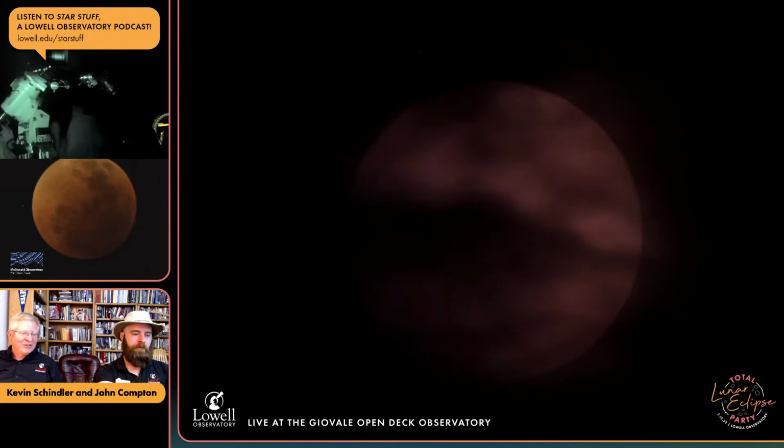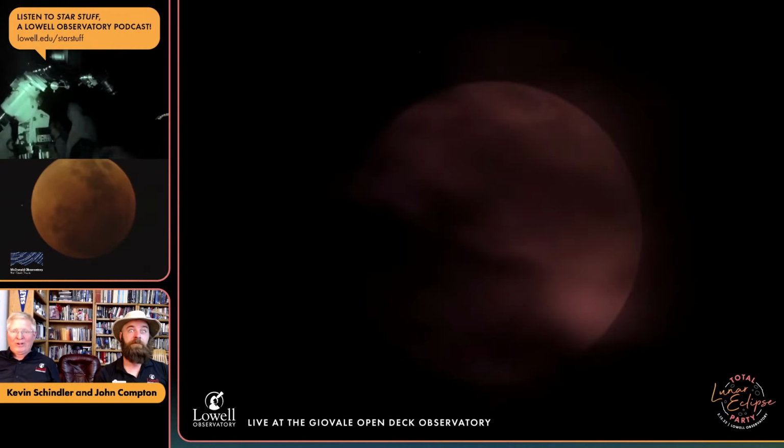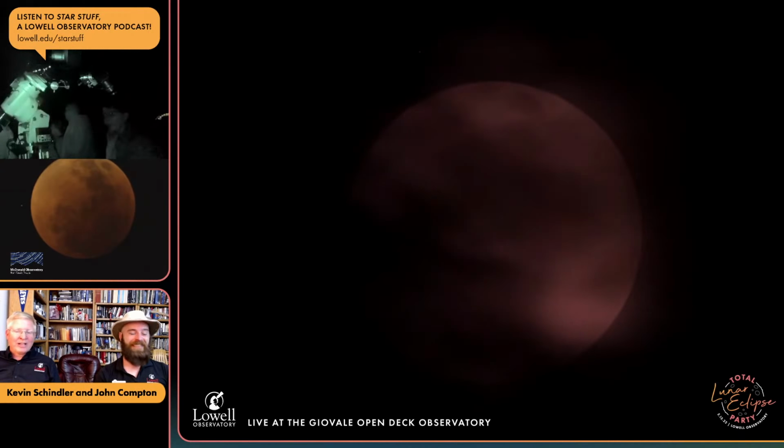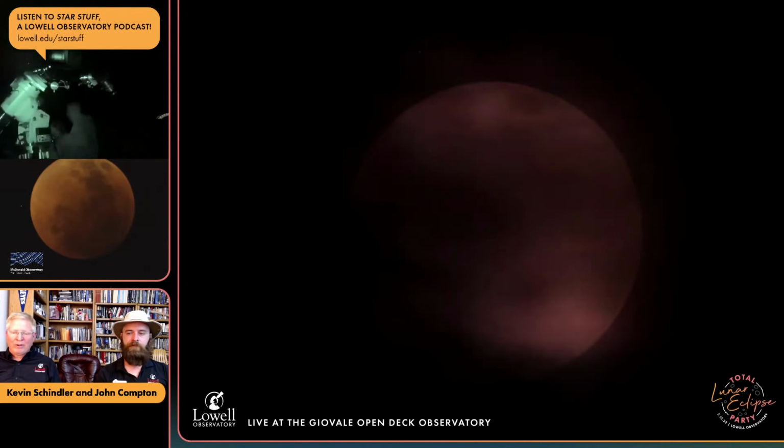And again, the clouds just add to the spookiness, and you can see why ancients, before we knew better, really were superstitious about what was happening. Just like meteors falling from the sky, they thought something bad was happening.